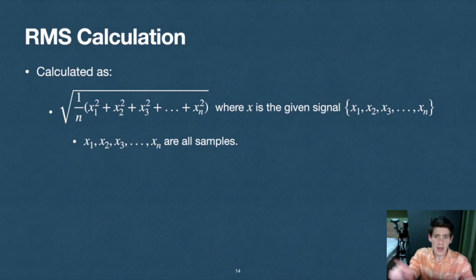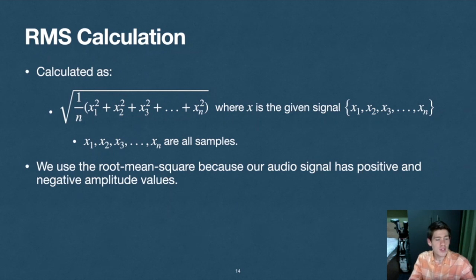You essentially square all of your samples from your audio signal, divide it by the number of samples, and then take the square root of that. And the reason why we're using the root mean square is because our audio signal will have positive amplitude values and negative amplitude values.